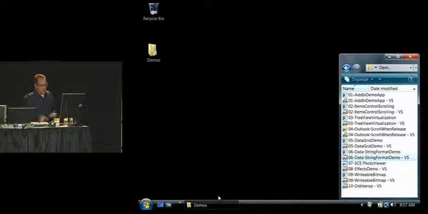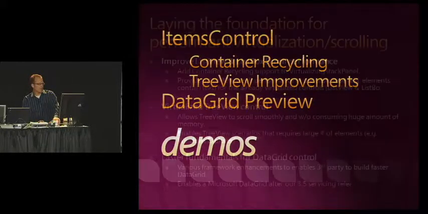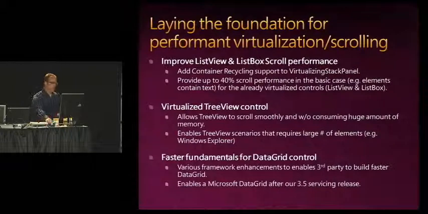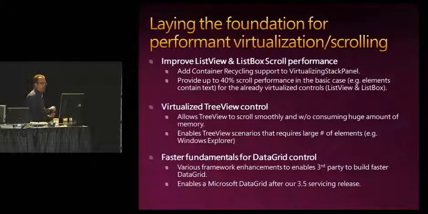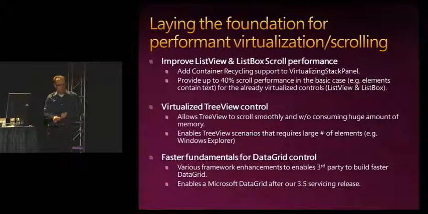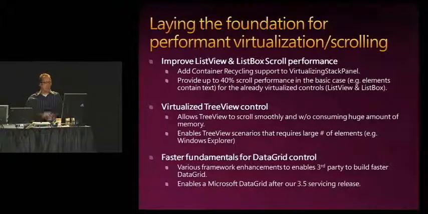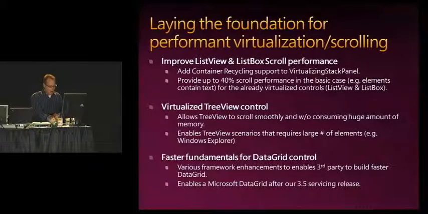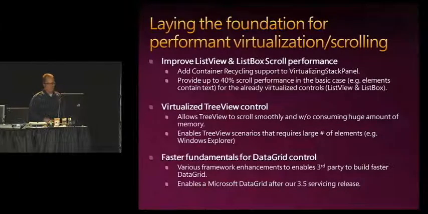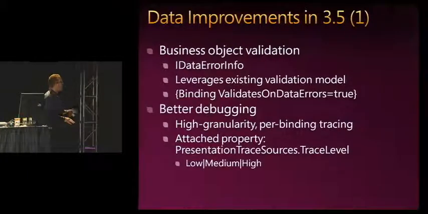I'll pop back to slides and just talk about some of those things quickly. I'll also talk about some data enhancements inside of 3.5. So you saw the container recycling that we did. That's going to improve scrolling performance a lot. You saw the virtualization of tree view control, and really a bunch of fundamentals, including improvements in collection views and other things like that, to enable easier and better creation of data grid controls and things like that. Now in 3.5, we also did a lot of great things for data.